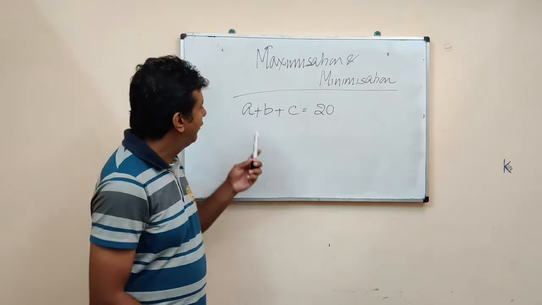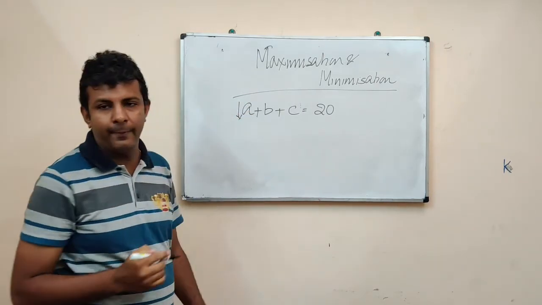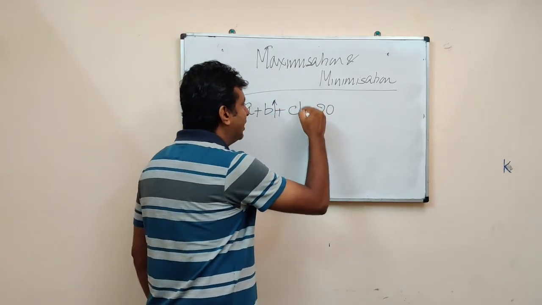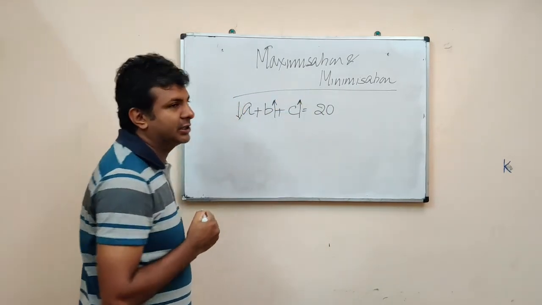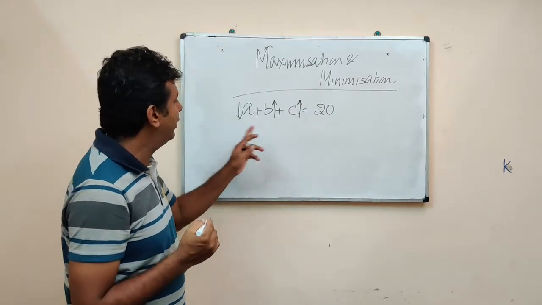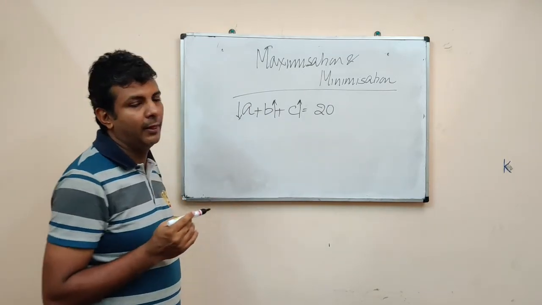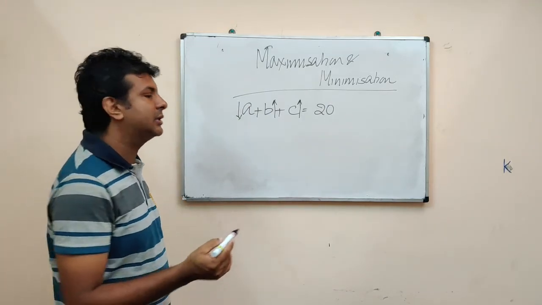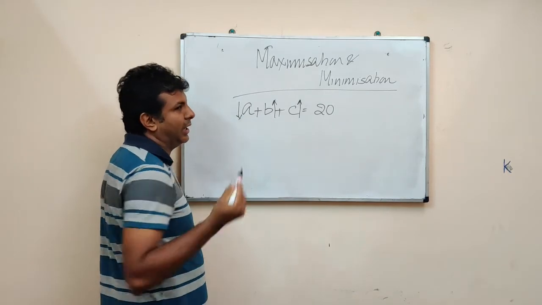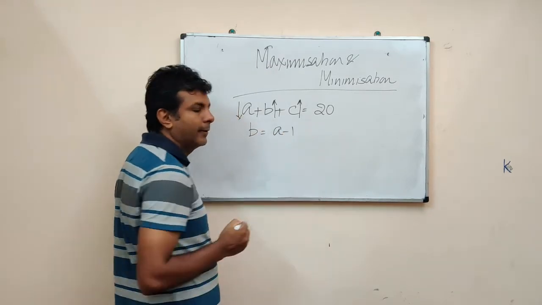Now, we know we have to find out the minimum value of A. Consequently, B and C have to be maximized for A to be minimized. Now, we also know A is greater than B, which is greater than C. So, what do we understand? What is the maximum value of B, which is less than A? So B has to be A minus 1.